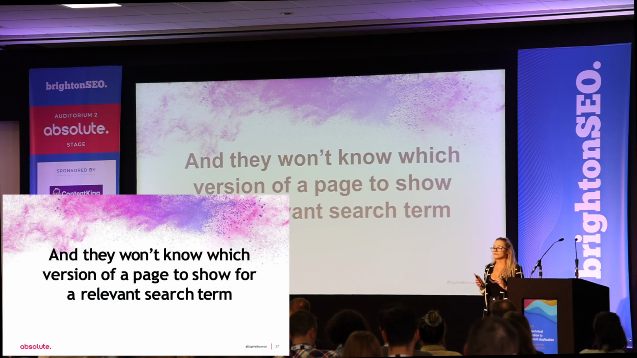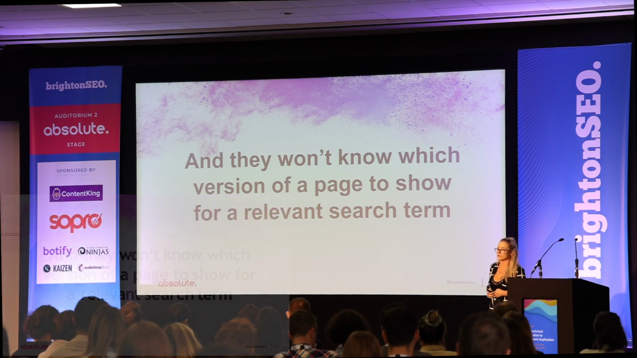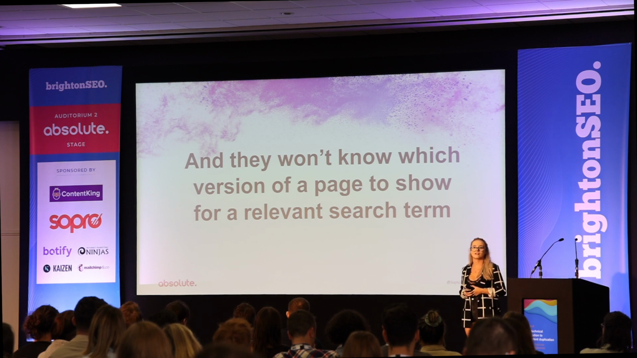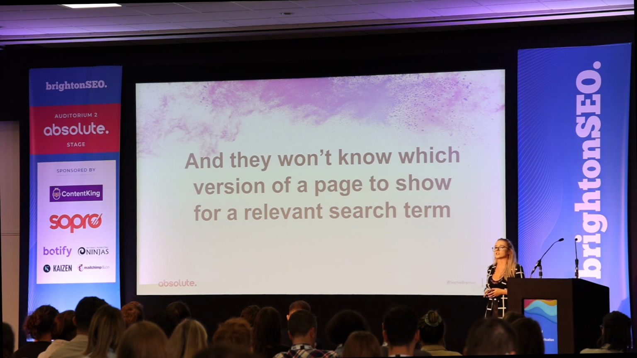And they won't know which version of the page to show for a relevant search term. So you could be trying to rank for the biggest keyword in your industry, but if you've got numerous pages that are targeting that same keyword, how's Google going to know which one's the most relevant, even when it comes to search intent?